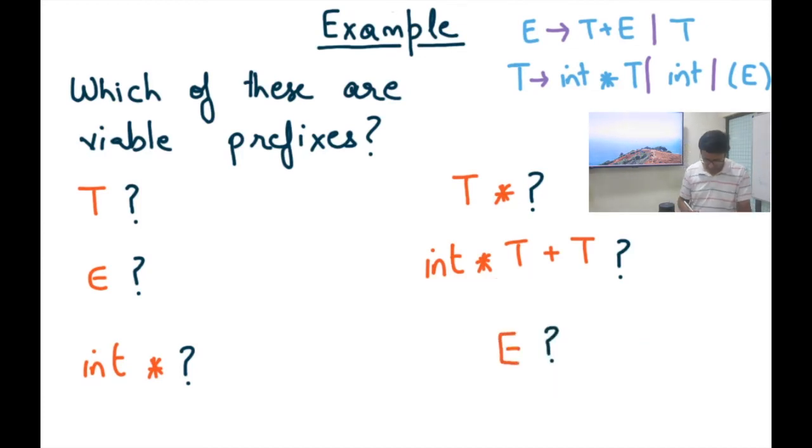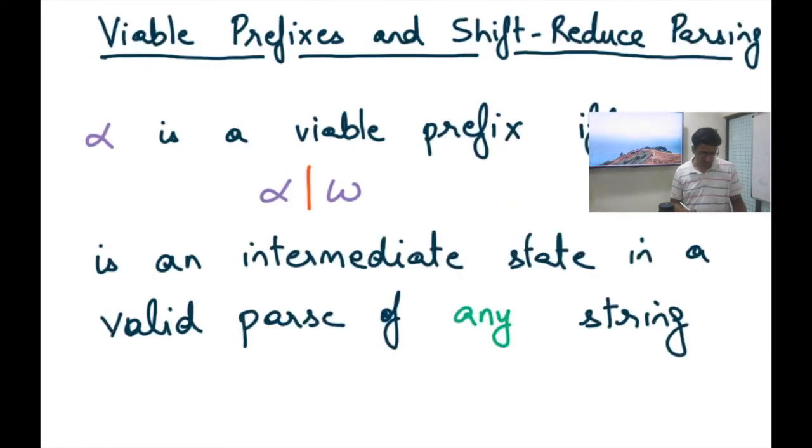All right, finally, is E a viable prefix of this grammar? The answer is yes, because the first step itself is just E, and it has E as its own prefix. So E is a viable prefix of this grammar. Okay, so we have some idea of what a viable prefix is by looking at just an example.